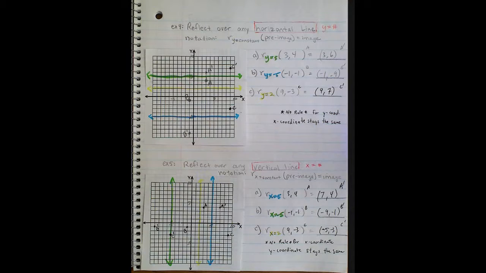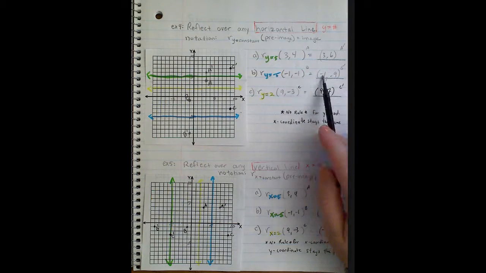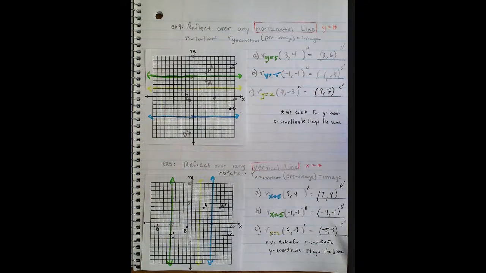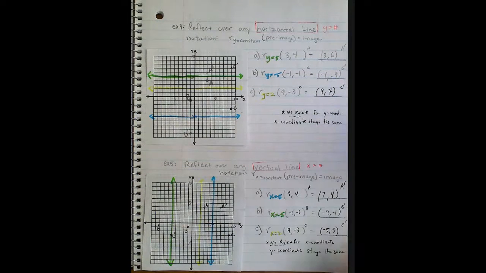Hopefully you're able to see that these are a little trickier to find our rule. You might be able to notice that the y coordinates stay the same when you reflect over a vertical line, and the x coordinates stay the same when you reflect over a horizontal line, but there really is no rule to figure out the other coordinates. It all depends on where the line of reflection is being placed.